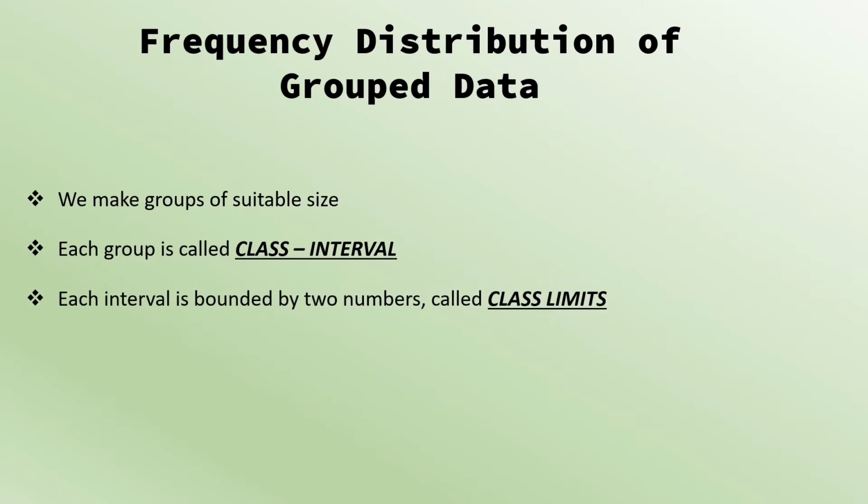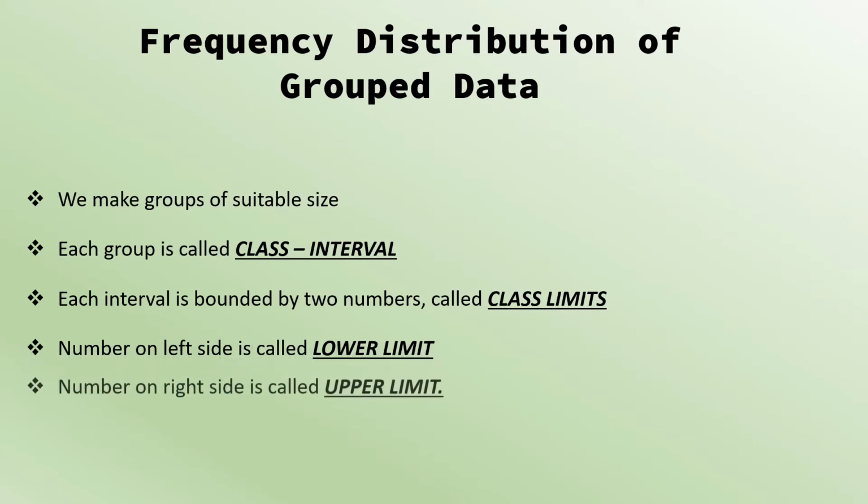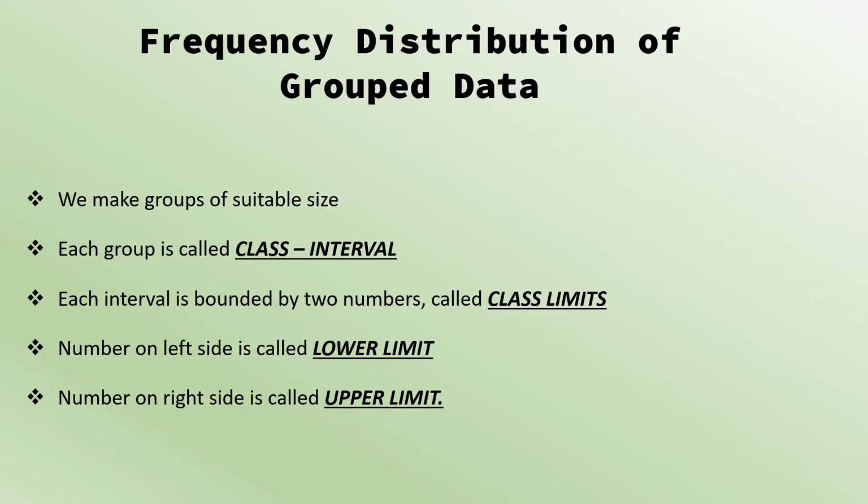Every class interval is bounded by two numbers that are called class limits. The lower number, or the number written on the left side of class interval, is called lower limit, and the greater number of the group, or the number written on the right side of the class interval, is called upper limit.